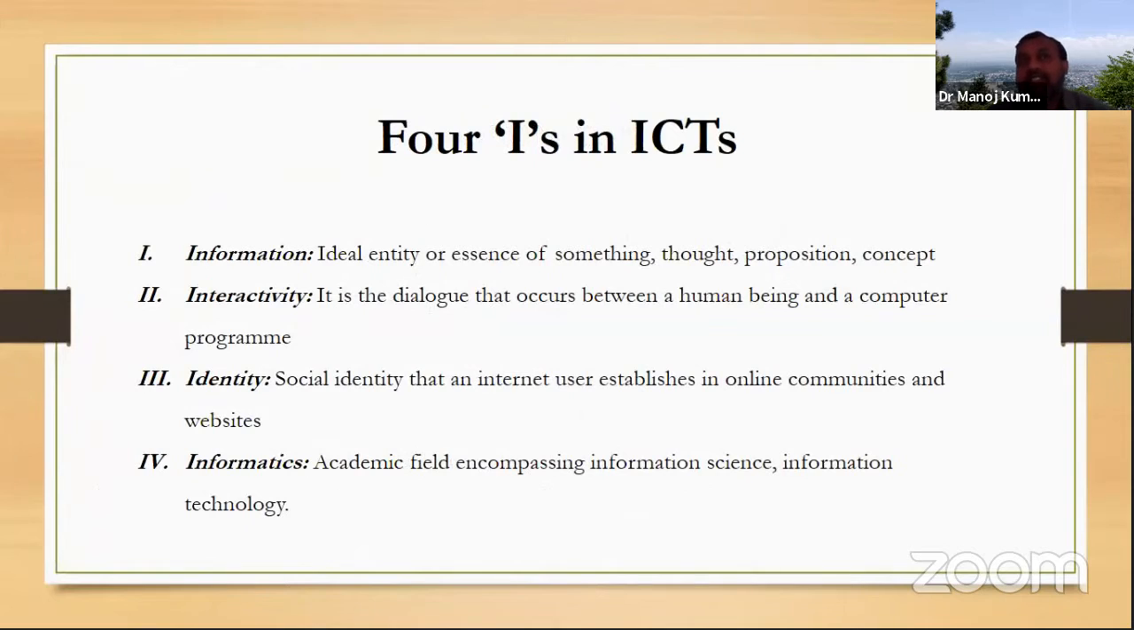We can relate the 4 I's. Information needs to be extracted from the data after processing, and that information could be used for interactiveness between humans, and between human and computer, and so on. This interaction between humans or between human and computers leads to some identity. So the social identity is converted to a digital identity.